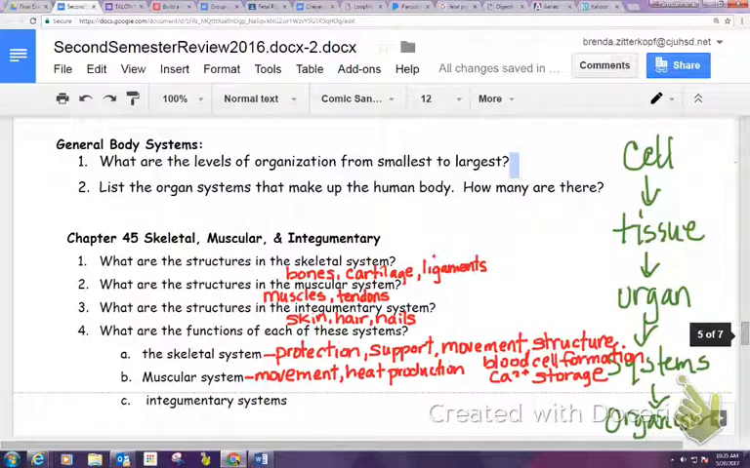Integumentary system. The number one reason we have an integumentary system is protection. It keeps out foreign pathogens. Keeps the outside out and the inside in. Heat regulation. We can regulate our heat by opening up or constricting blood vessels in our skin. Vitamin D synthesis. We make vitamin D in our skin with ultraviolet light.